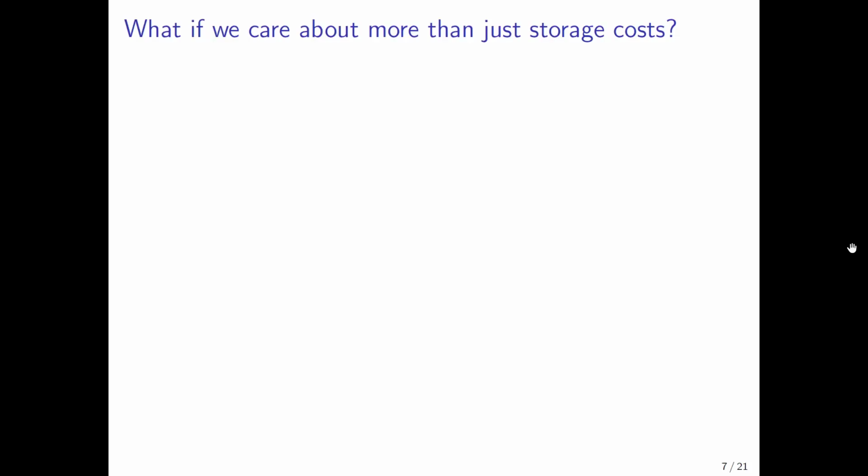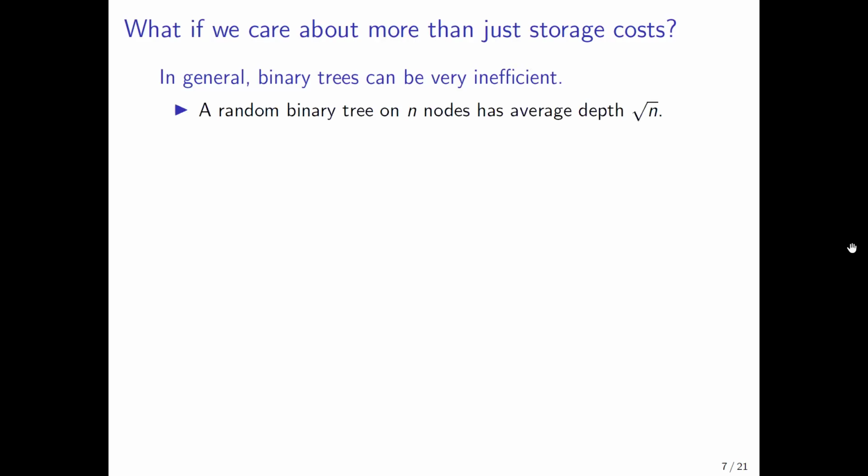But what if we care about more than just the storage costs? Because in general, binary trees can be very inefficient. A random binary tree on n nodes has average depth square root n. And that means if you want to do a binary search, you might have to do O of square root n comparisons in order to find any node in your tree.